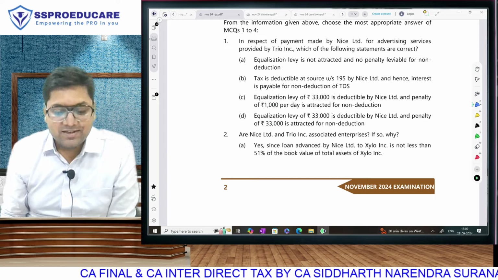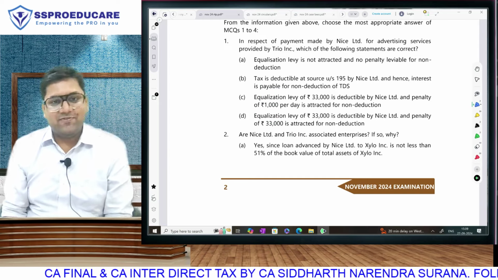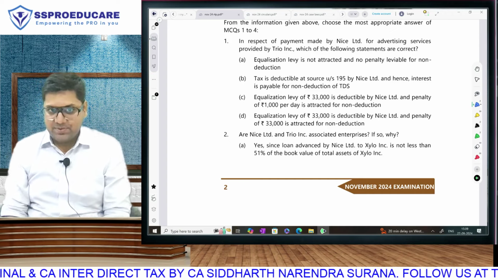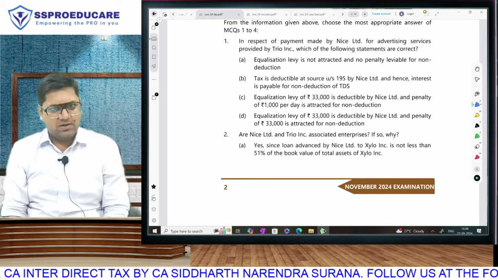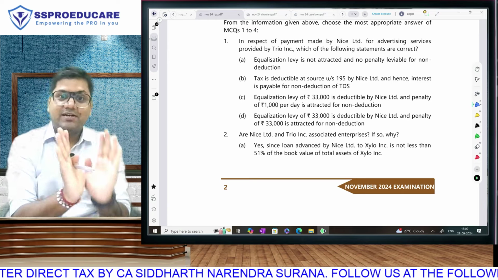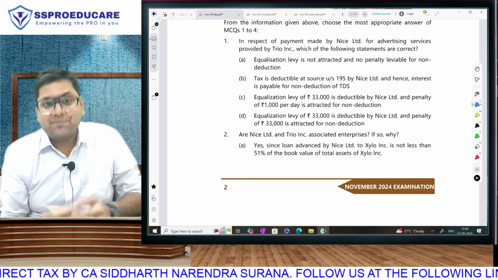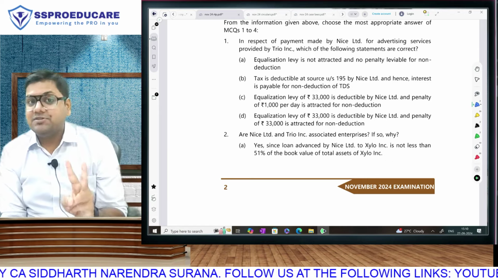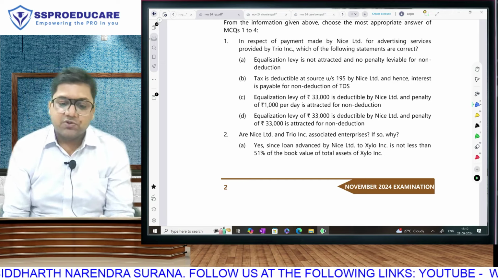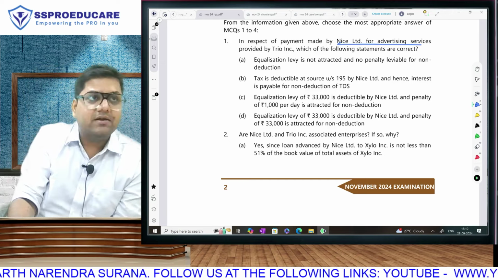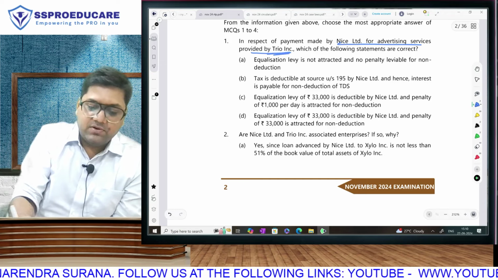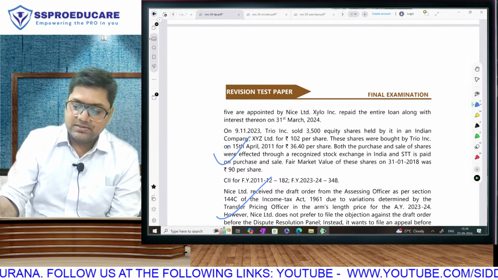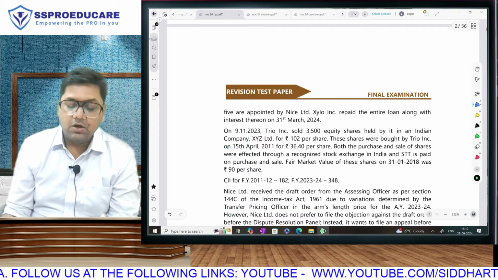So the solution is to read the first question and then read the paragraph that gives you the answer to it. This will help you in your case scenario based MCQs. 99% it is going to work for you in the exam; a 1% chance you have to take. So the chronology: first 70 marks subjective, then single MCQ, then case study, and in the case study we will read the question first. In respect of payment made by NICE Limited for advertisement services provided by Trio, which of the following statements is correct? So we will read our first paragraph so that we are able to get the answer to the first MCQ.